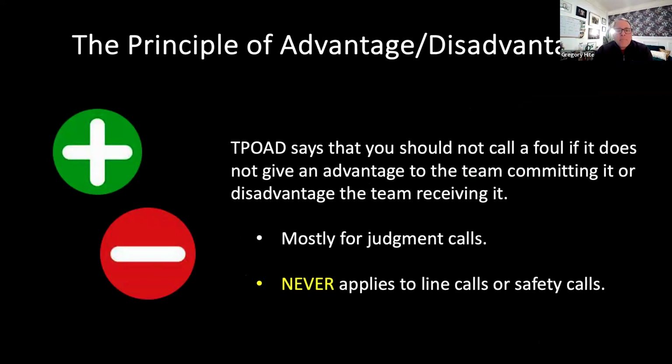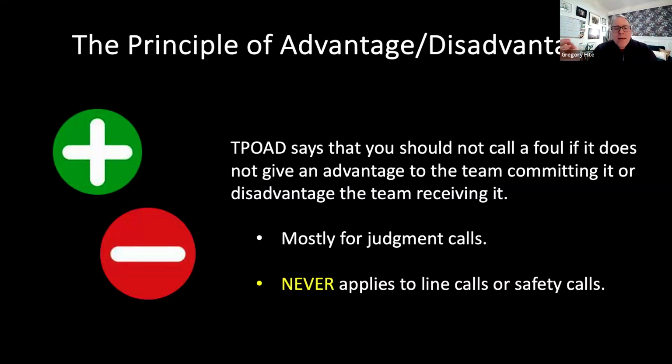Rule 6. The concept we talk about in this is the principle of advantage, disadvantage. If you're a basketball official, you totally know what I'm talking about here, right? Could have been a foul, but nobody was really disadvantaged. Nobody gained an advantage. We're just going to let play happen, right? This is mostly for judgment calls. This never applies to line calls. If you are in the crease, you are in the crease. If you are offsides, you are offsides. If you are out of bounds, you're out of bounds. There's no judgment there. You either are or you are not.